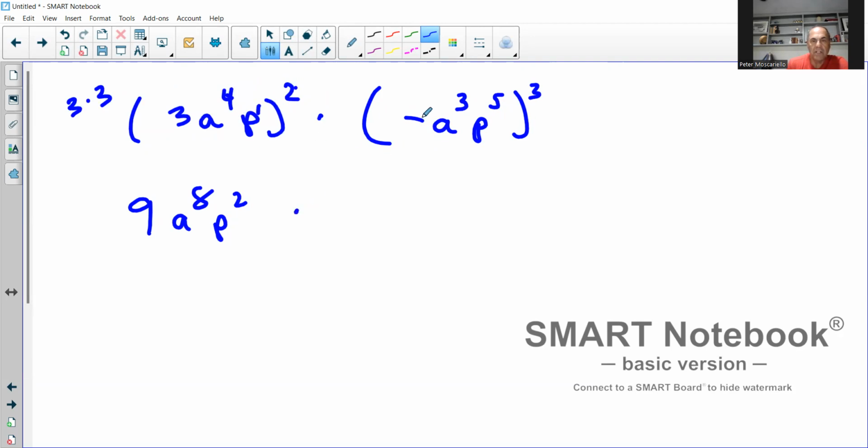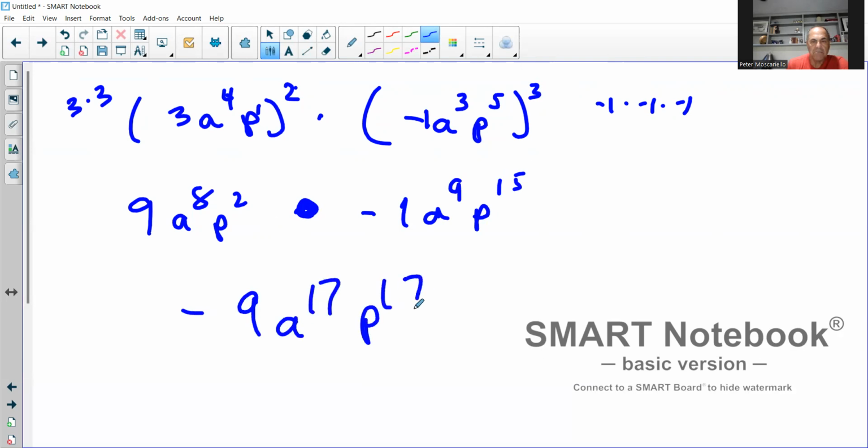A to the 8th, power of 2. This one, negative 1, 3 times. Negative 1 times negative 1 times negative 1 is negative 1. A to the 9th, P to the 15th. Now it's a multiplication problem. You multiply coefficients, you add exponents. Beautiful.